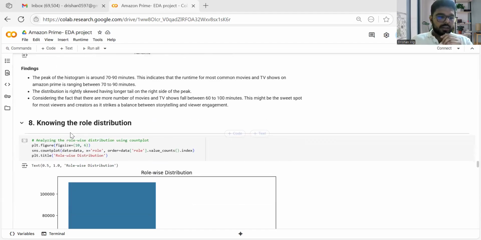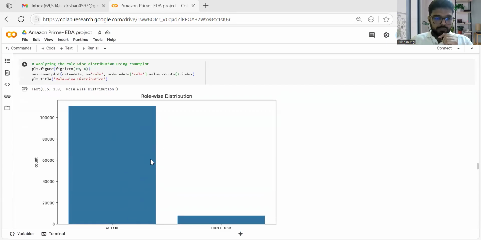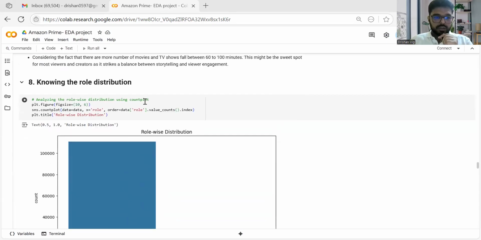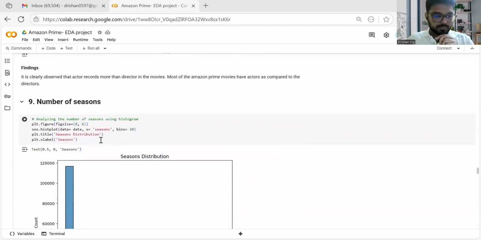Now it's time to analyze the role distribution. Okay. So see, we can simply plot this particular problem in the form of a bar chart. Sorry, in the form of a count plot. So yeah, this is basically the visualization. Actor. So actor is leading. So most of the movies and TV shows have actors, not directors. Okay, we can simply infer it from this visualization.